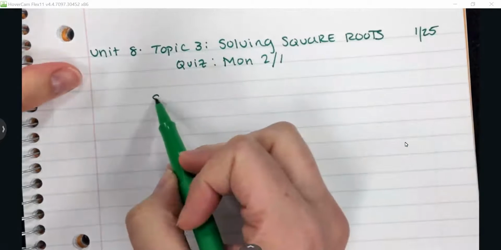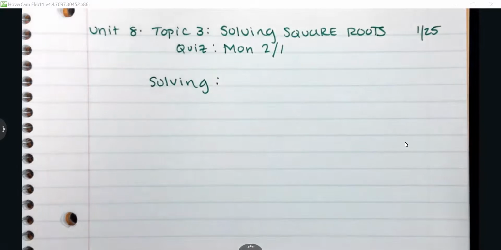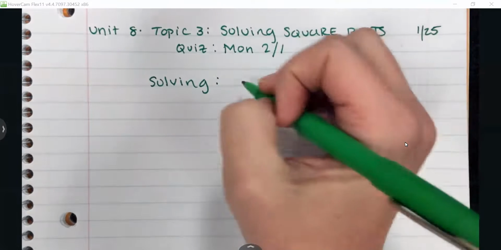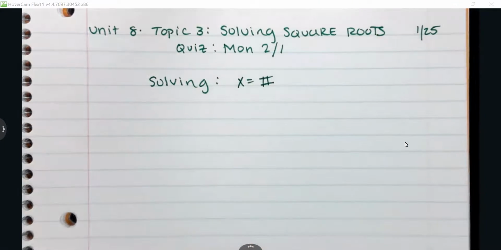So we are solving, and we've talked about this a lot this year. If we are solving, what does your answer look like? X equals something, a number. K equals something. M equals something. Solving has to say letter equals something. Okay, so every answer in here should look exactly like that.